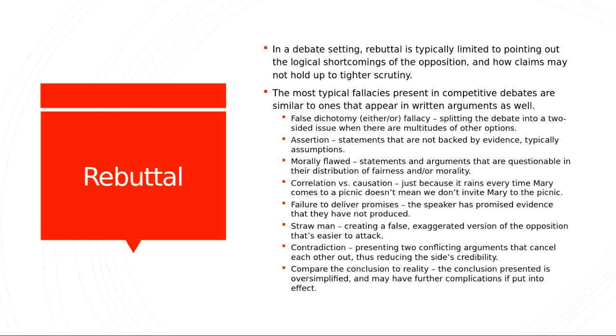Then we have the contradiction fallacy, presenting two conflicting arguments that cancel each other out, thus reducing the side's credibility. The contradiction fallacy rarely works in writing, but it's especially effective in debate because you're dealing with multiple people making an argument for one side. It is possible that two people will come up with arguments that are directly contradictory to each other.